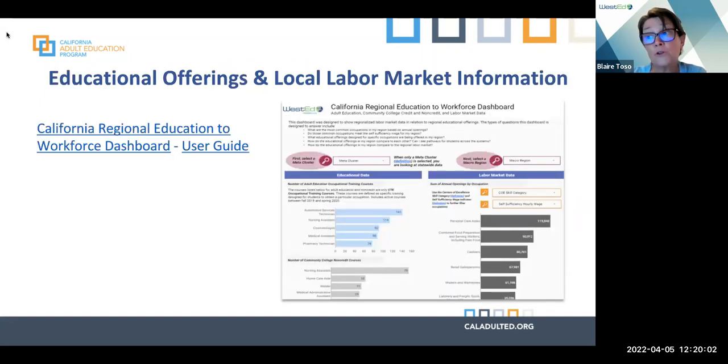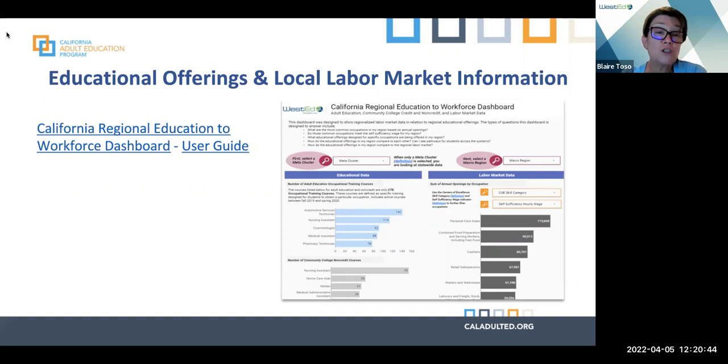And then the fourth tool that we have developed is this California Regional Education to Workforce Dashboard Guide. And this is one which displays local labor market data alongside regional educational offerings. It's an excellent tool to get some ideas about gaps and possibilities that might be available between your educational offerings and what's going on in the labor market. It can also help you think about ideas for designing your career pathways and any associated programs or trainings. Then again, there's a user guide on how to navigate and understand the data provided on this dashboard.